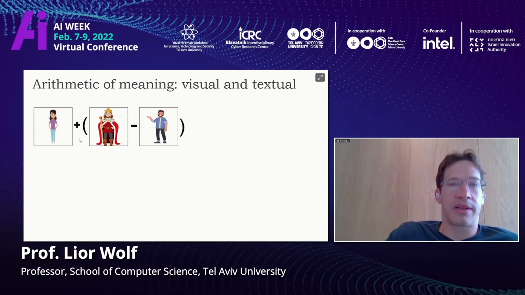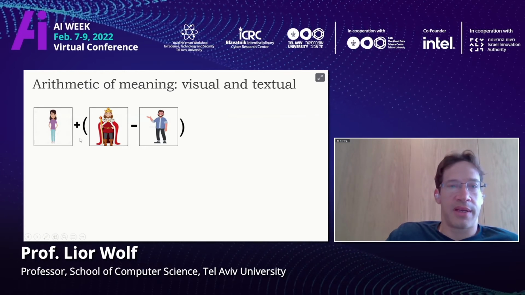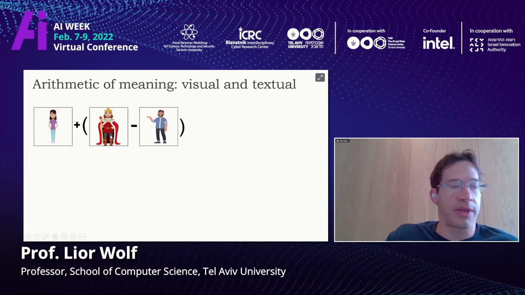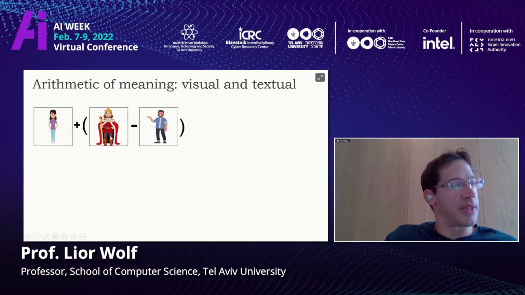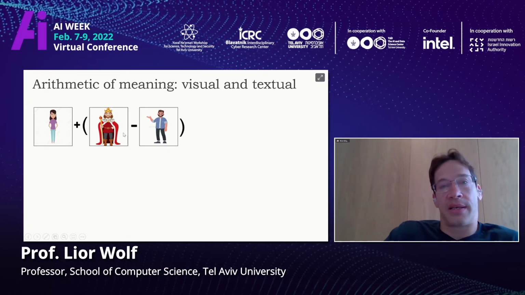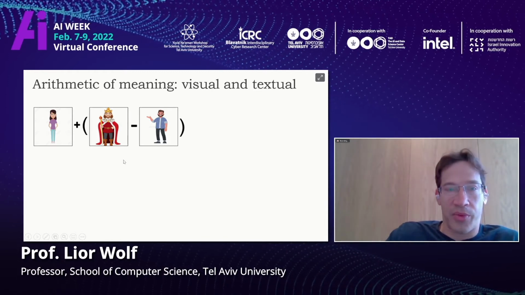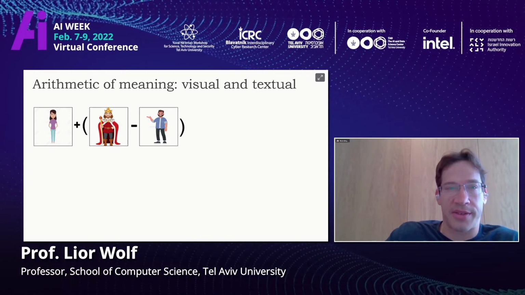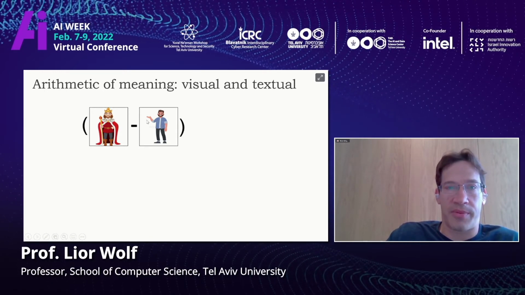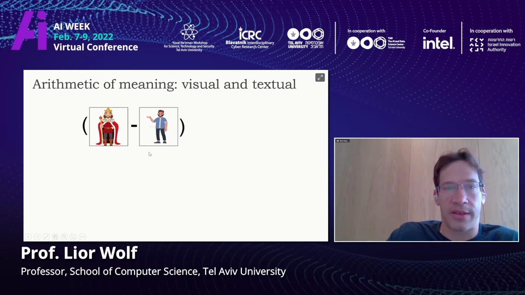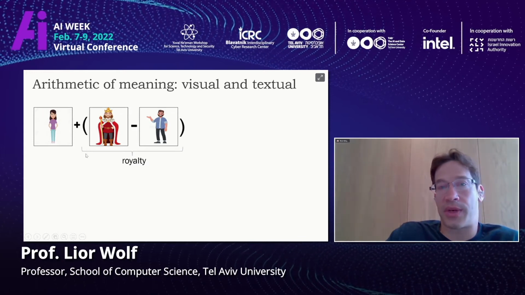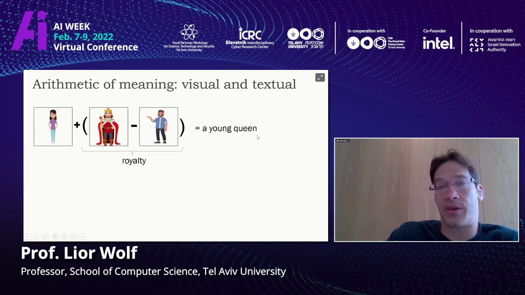For example, it can do arithmetic with meanings. So this is a trick that in natural language processing they did for a while, but now we can do it for computer vision. So look at this puzzle and let us know what you think this is. So this is kind of a weird equation. It takes time getting used to, but let's start with simple. What is this? You take a king, you subtract a man. What you get is royalty. You add royalty to this young woman, and what you get is a young queen.